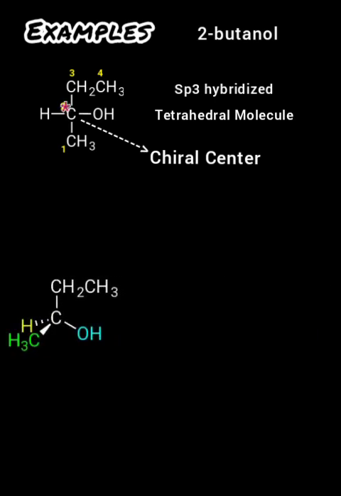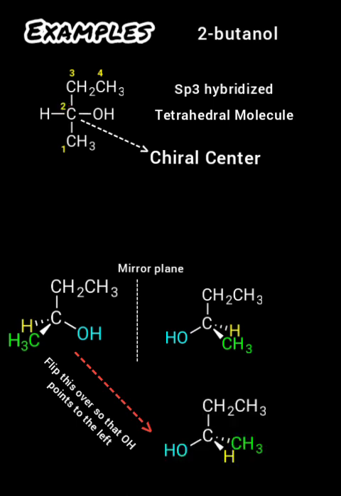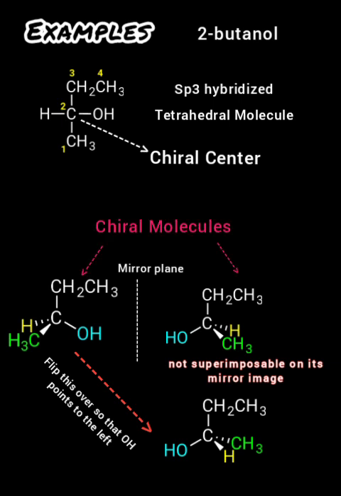This is the 3 dimensional view of 2-butanol. When we view this molecule in a mirror, it shows its own mirror image. When we try to superimpose it on its mirror image, it is not superimposable. So they both are chiral molecules.